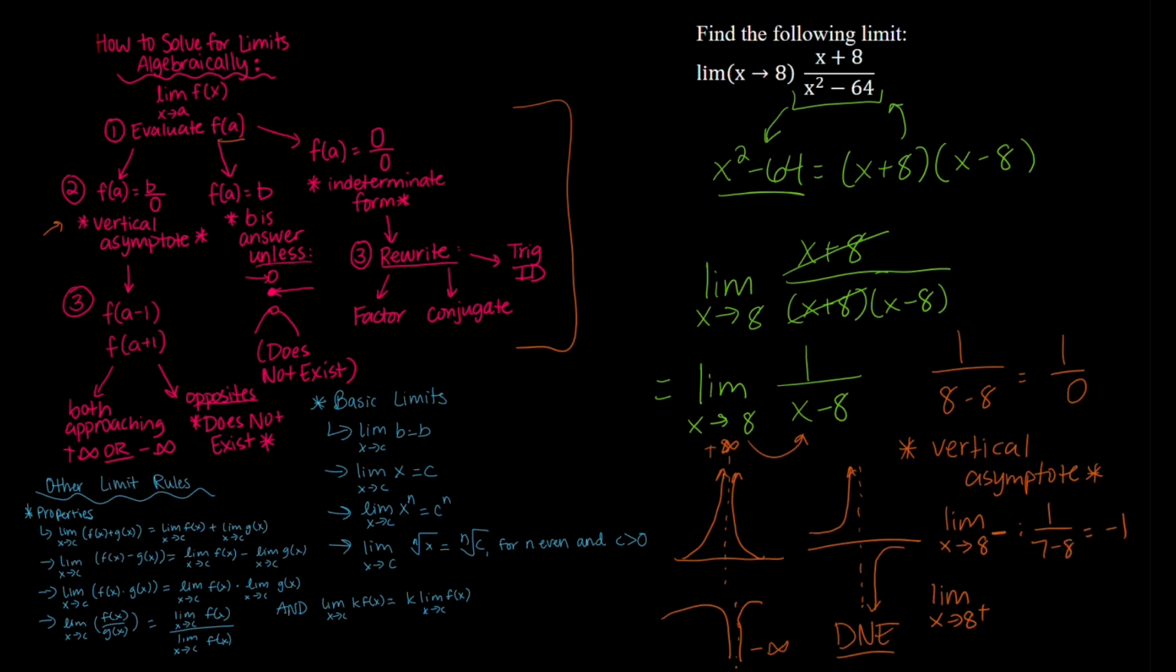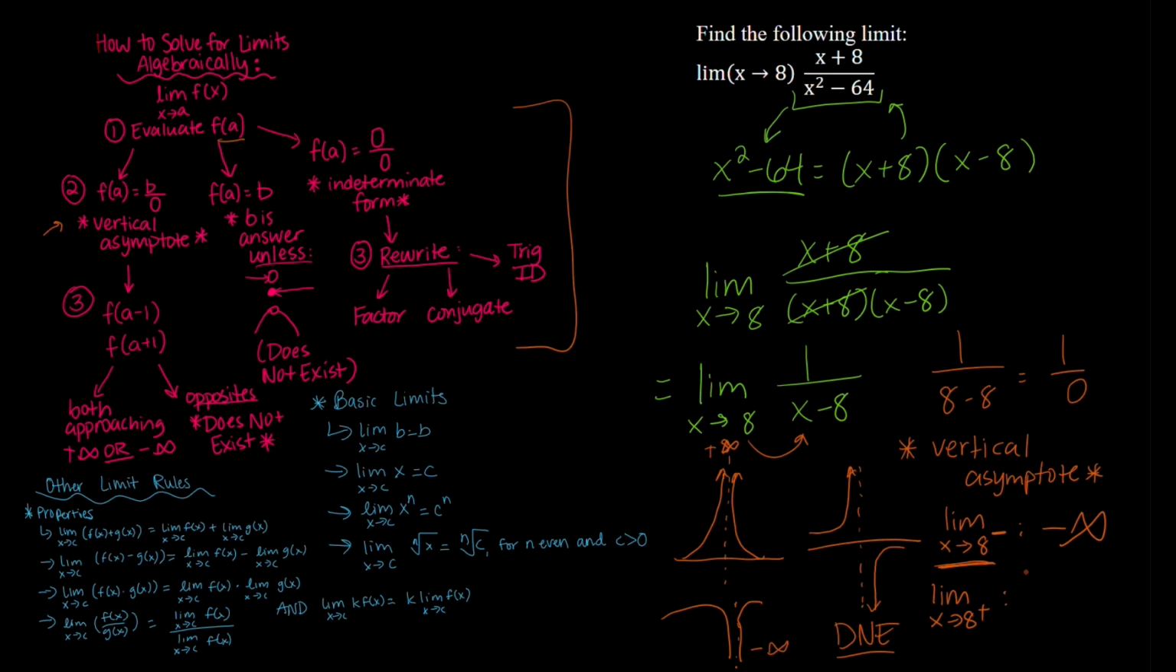When I do this, I'm going to get negative 1. Now let's plug in something a little bit closer to 8. Let's try plugging in 7.5. This will get you negative 2. Plugging in 7.75, getting even closer to 8, you're going to get negative 4. So you can see we're getting more and more negative. So this is a case where, when you're approaching from the left side, we can say that the limit is negative infinity. Now we're looking to see if it matches on the other side.